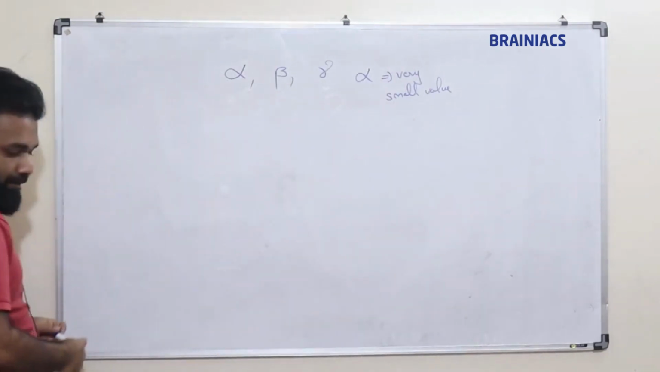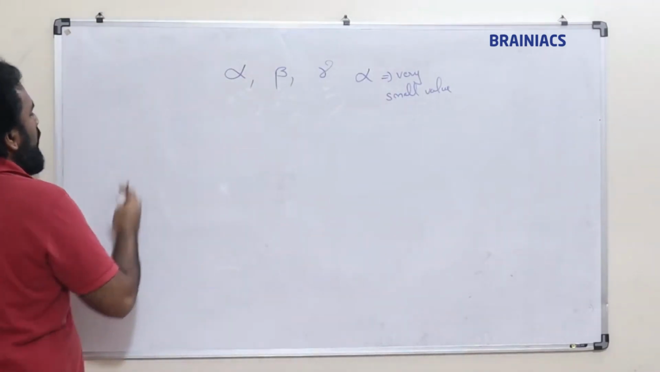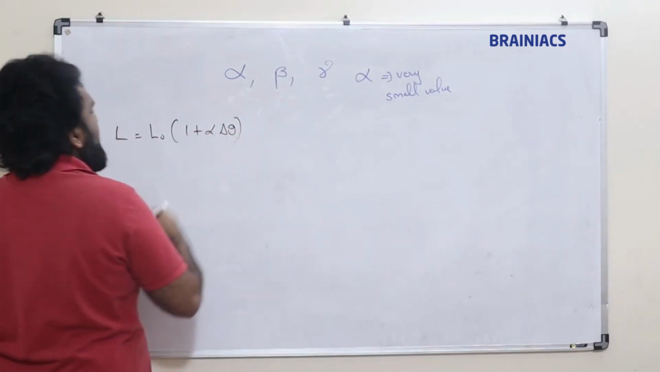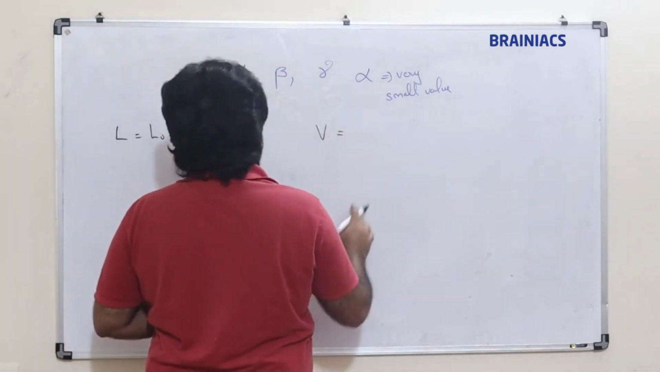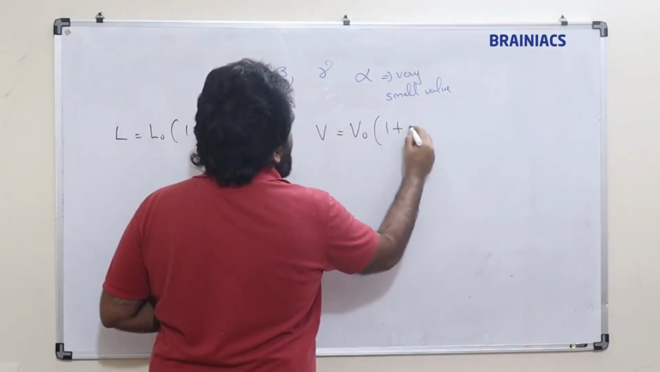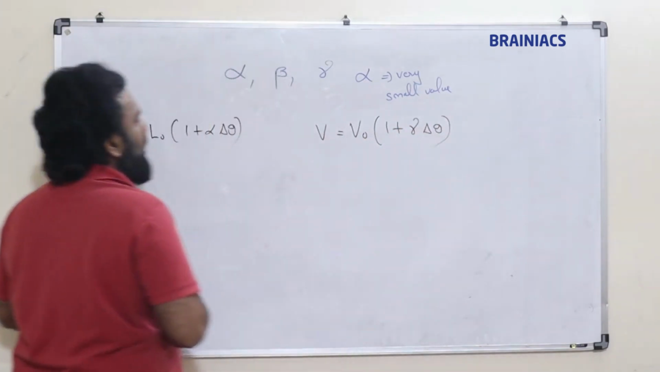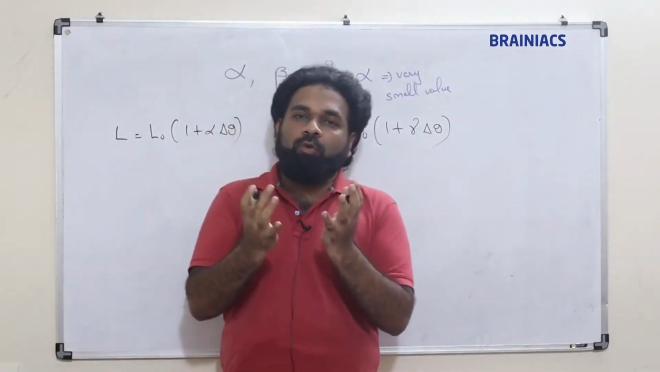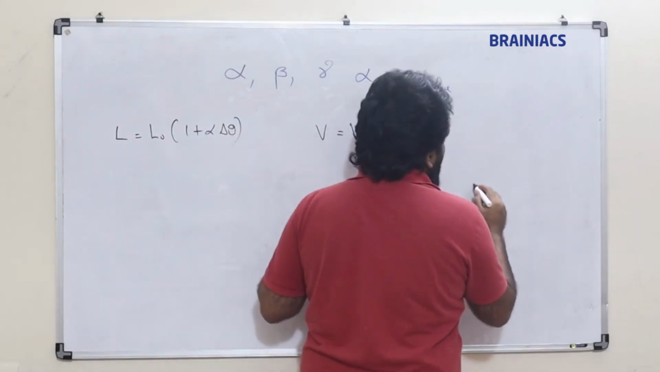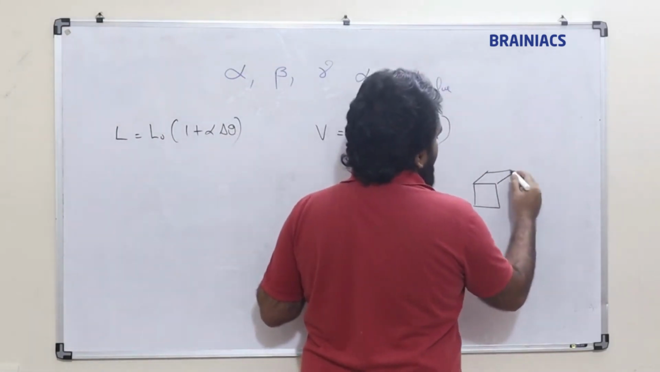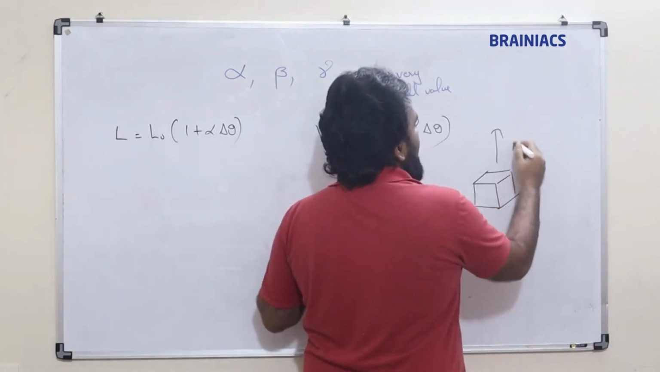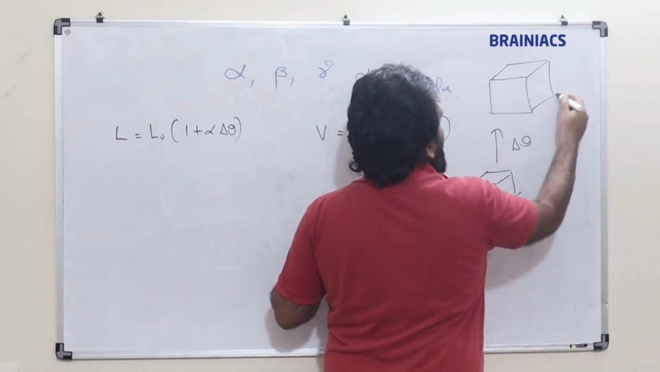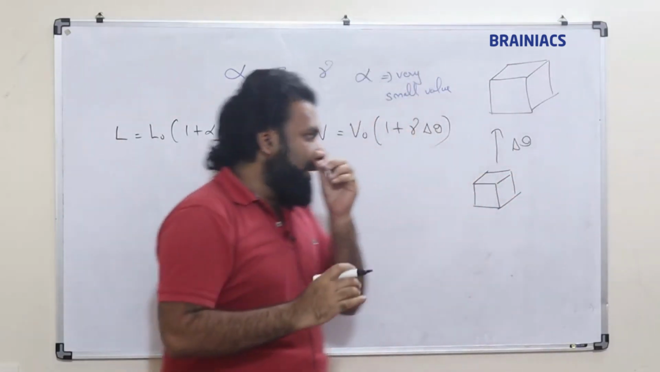Okay, so in the same approach, L is equal to L naught into 1 plus alpha delta theta. Same way, volumetric expansion V is equal to V naught into 1 plus gamma delta theta. So if we take a cube, previously the cube was like this. When we increase the temperature, now the cube became, so much difference will not be there, but still a little bit of difference will be there.